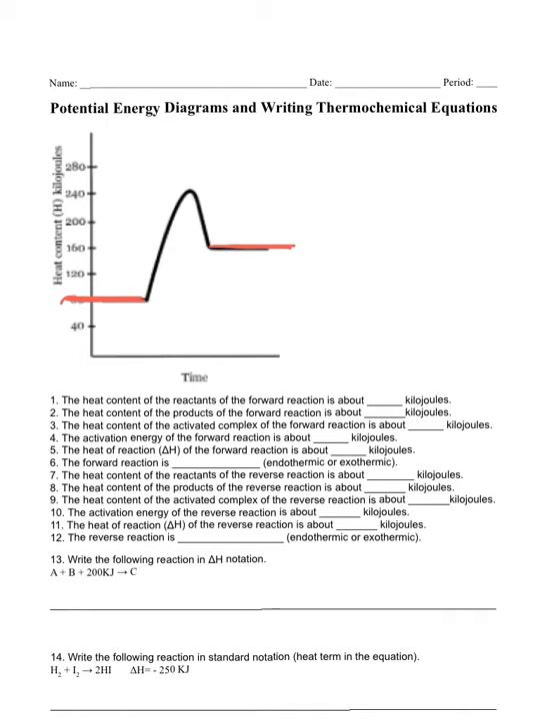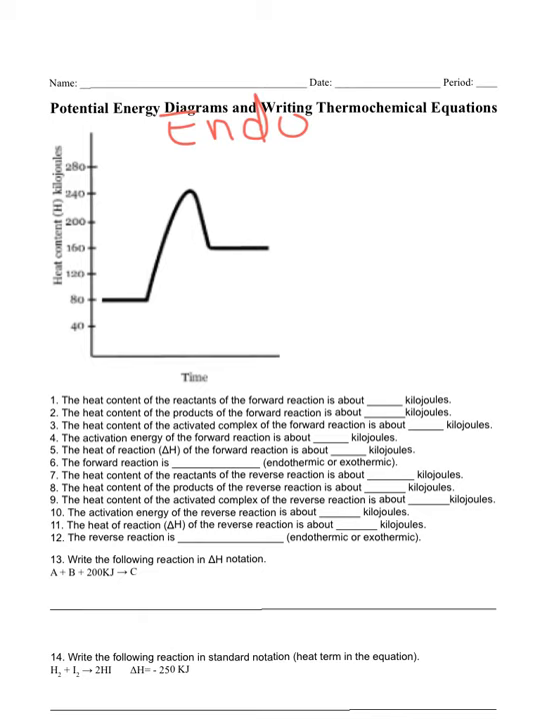So what do we call a reaction that absorbs energy? Endothermic. So this graph is going to be endothermic. So we have a couple of questions that we have to answer based off of this graph. Question 1, the heat content of the reactants of the forward reaction is about how many kilojoules?